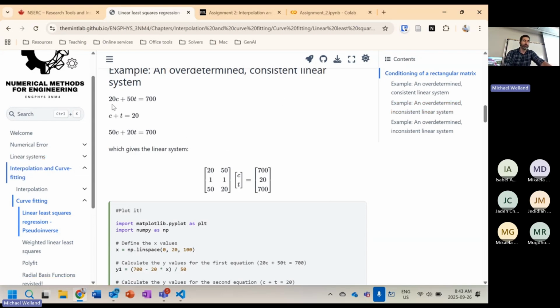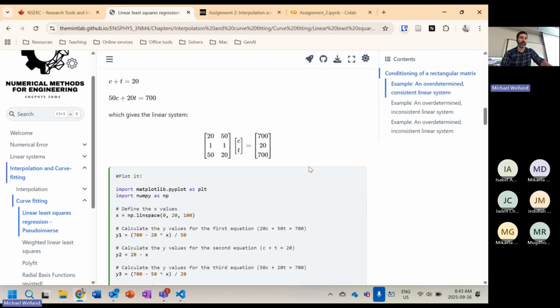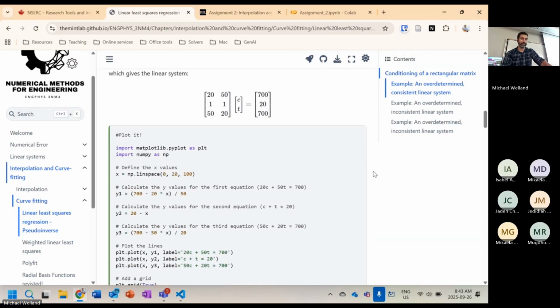Okay, so what is it? $20 per chair, $50 per table, 700 budget. Total number of items is 20. I don't know, 50 minutes to make a chair, 20 minutes to make a table. Insert justification for this question here. Okay, and you get down here, you get a rectangular matrix, right?